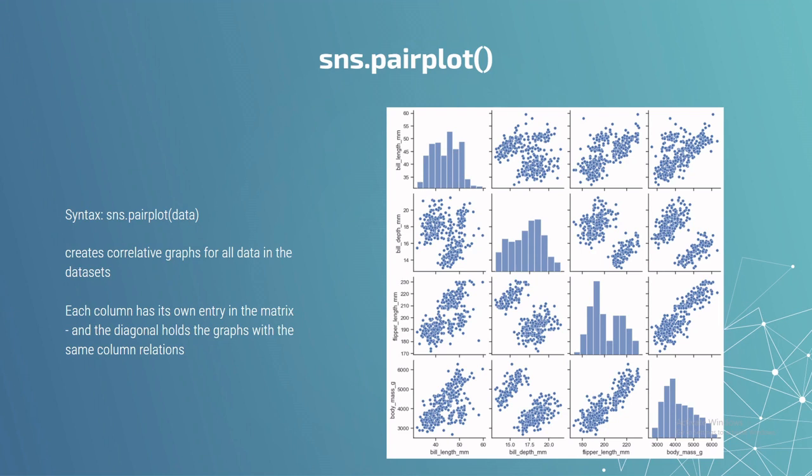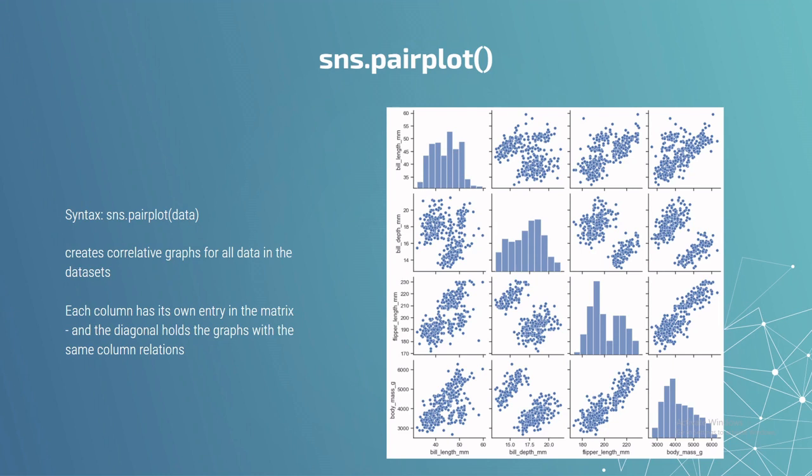Each column has its own entry in the matrix. For example, look at these columns. On the top, bill length mm, bill depth mm, flipper length mm, and body mass in grams. As you can see, these same columns are all on the top and bottom. And what happens is it creates correlative data sets based on these values. Take for example bill length mm at 40. You can look at up and down all this graph and figure out where exactly it's been distributed.